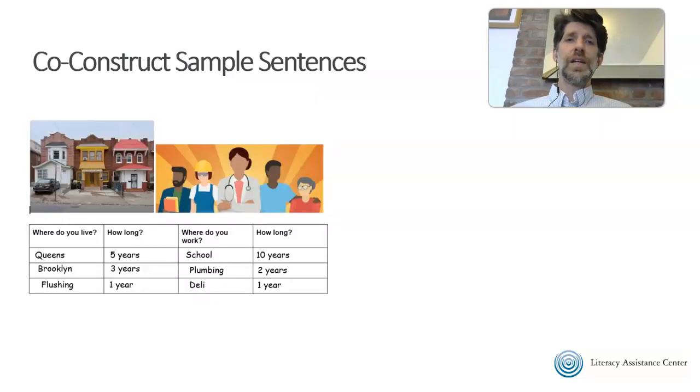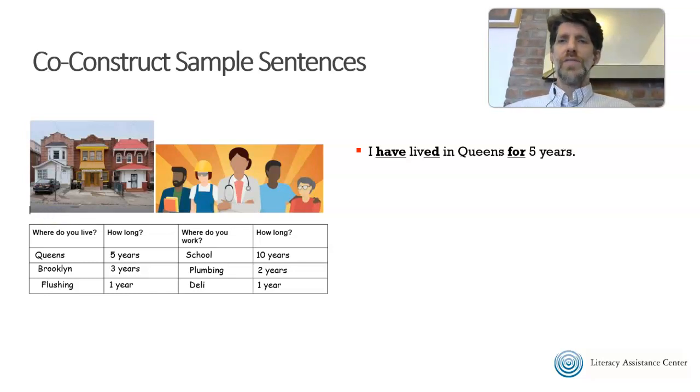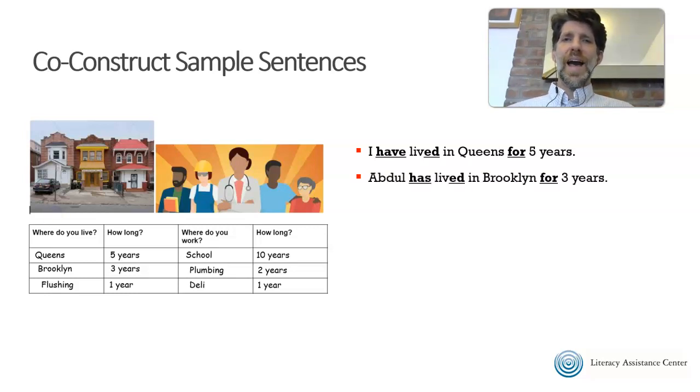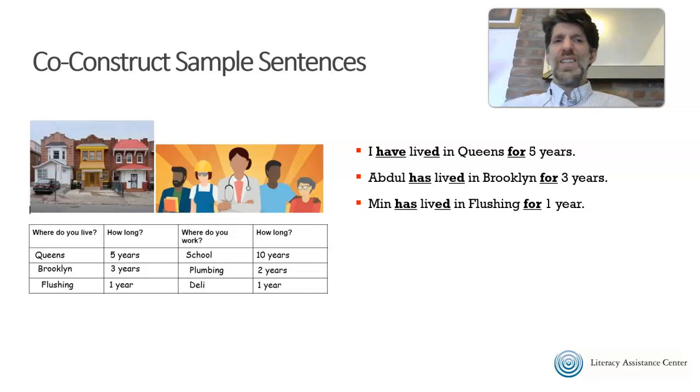Once you've got their information there in the chart, then you can start to co-construct sample sentences. So I modeled with my own information. I have lived in Queens for 5 years. Write that on the board. Bold the grammar, underline the grammar so the students can really focus on it. After that, you can start to write about their information from the chart. As you go through these, I usually elicit it. Say, oh, okay, and what about Abdul? What about Min? And see what the students can do. Because the grammar is bolded and underlined, they might start to notice it and start to be able to provide the form themselves as you go through.